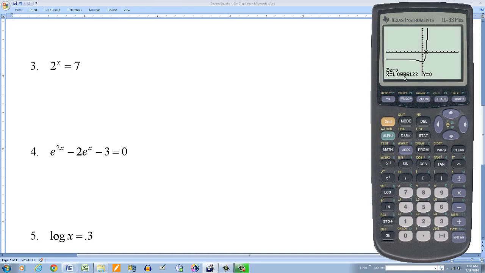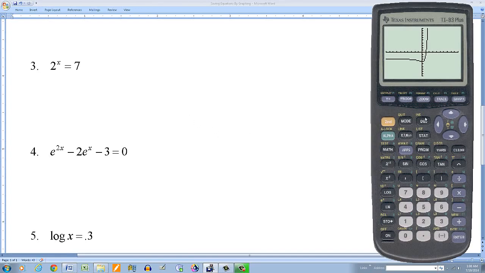So if I round this out to 3 places, notice y equals 0. So this assures me that this is a 0 for the graph. So 1.099, if I round off to 3 places, is my solution to that equation. 1.099.